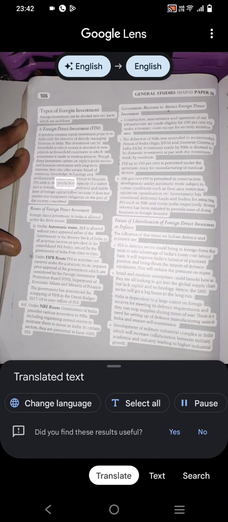FDI adds to the production capacity of a nation and is considered the most preferred and stable form of foreign capital inflow because it does not involve any repayment obligation on the part of the country concerned.